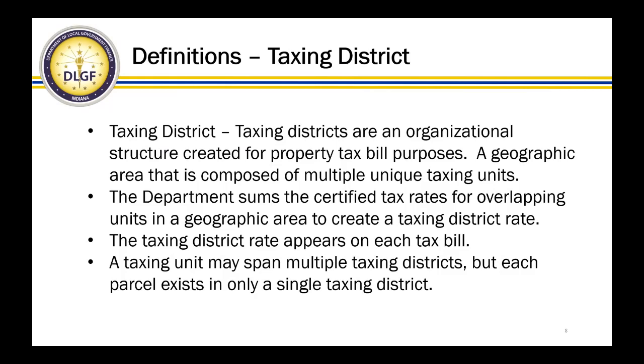organizational structure. Now, when we start talking about the bills themselves, we will see that we're going to reference a taxing district rate, and that's where it's important to know that the taxing district rate is just made up of all the overlapping units where a particular parcel exists. As a fun caveat, a taxing unit may span multiple taxing districts, and we'll see that in an example in Plainfield here on the next slide. But every parcel in the state only exists in a single taxing district.